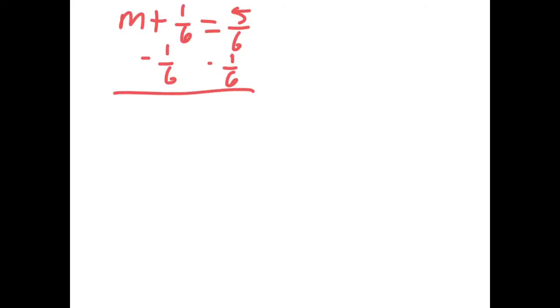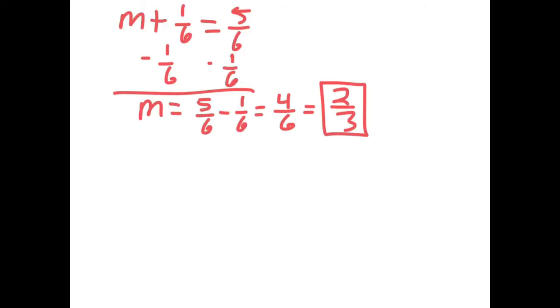So for this problem, it will be n plus 1/6 equals 5/6. So to do this, you'll have to subtract 1/6 on both sides of the equal sign. So since it would come up with 4/6, you would simplify to get 2/3.